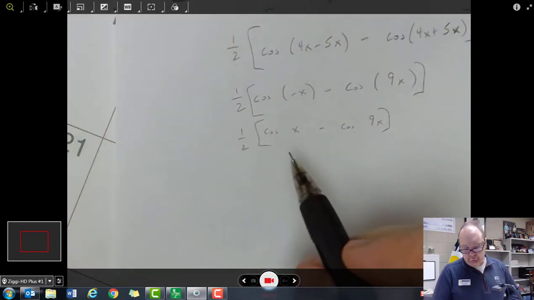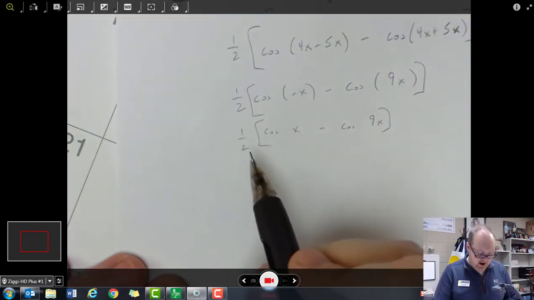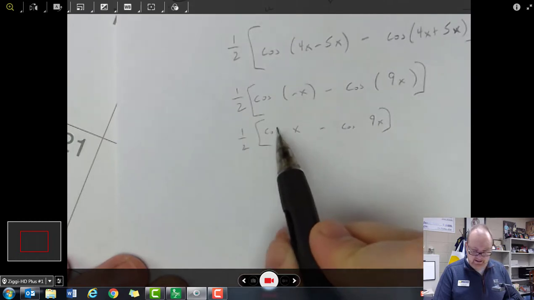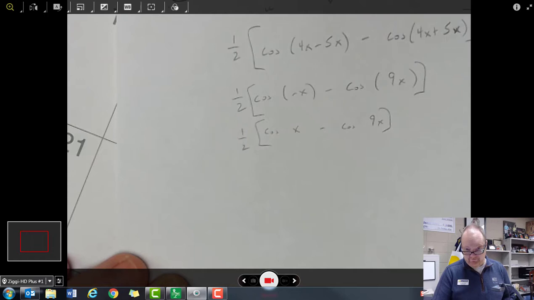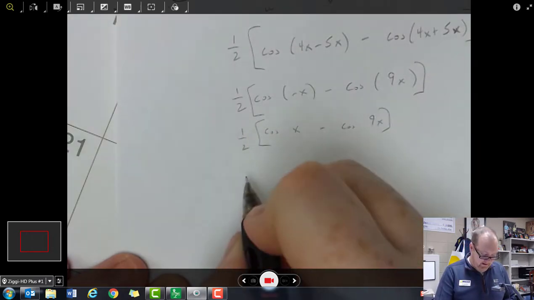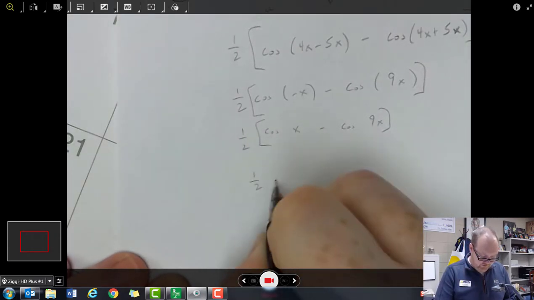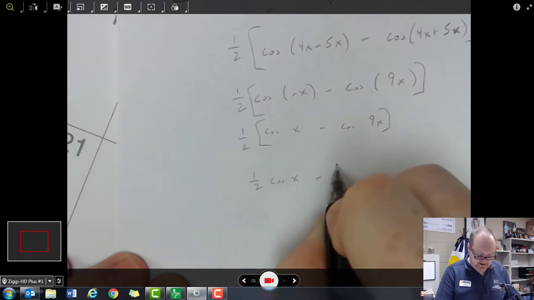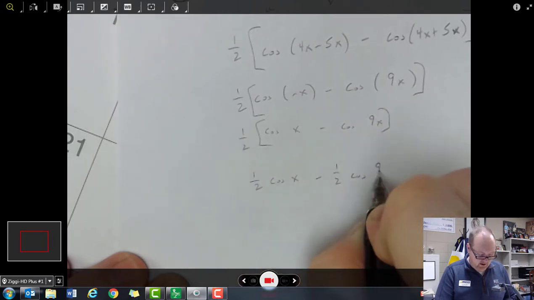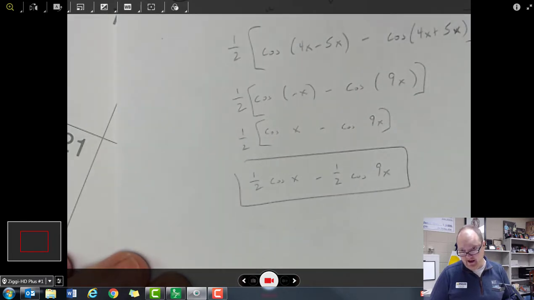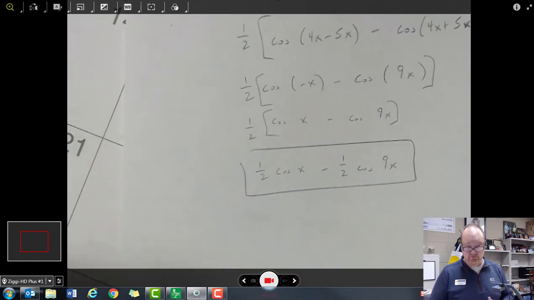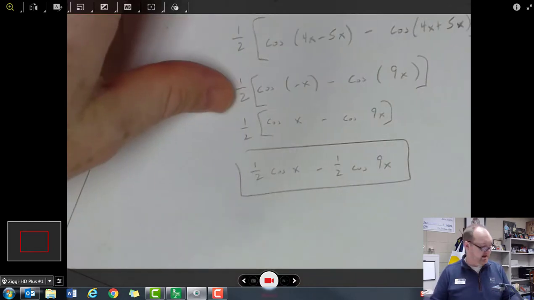Y'all, this is the place that students go wrong all the time. This is not 1/2 times x. It's 1/2 times the cosine of x. That's some value, and it's that value that I'm taking half of. So I can't ever distribute 1/2 over there in the angle. It's always just 1/2 times those cosine values for that answer. Okay, so that's all there is to the product to sum formulas. They work out relatively nice.